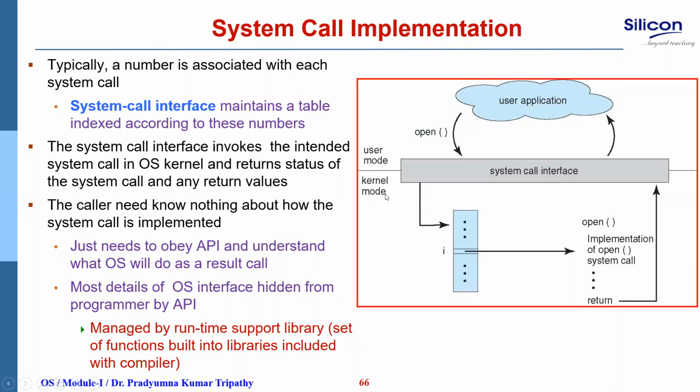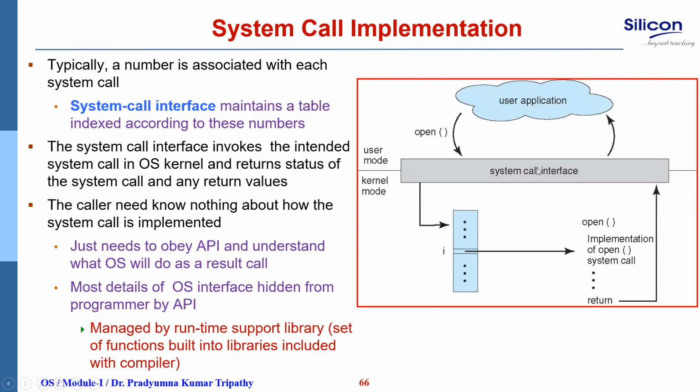The lower part is the kernel mode or operating system mode. This is your user mode. Typically, a number is associated with each system call. It is a unique number actually. A unique number is associated with each system call. Correct? The system call interface maintains a table indexed according to these numbers.